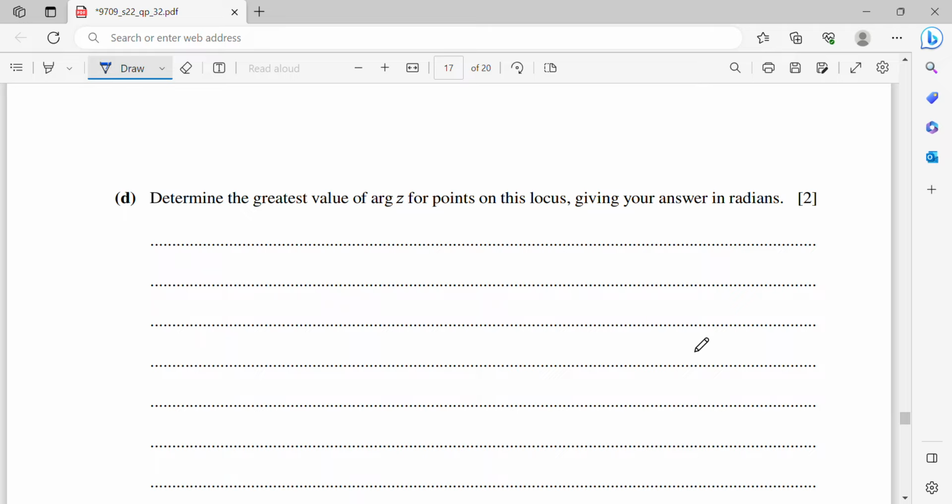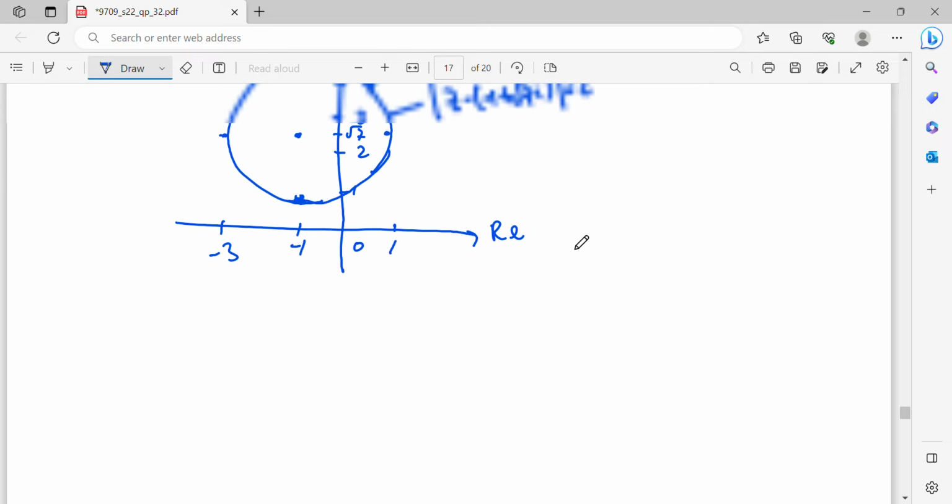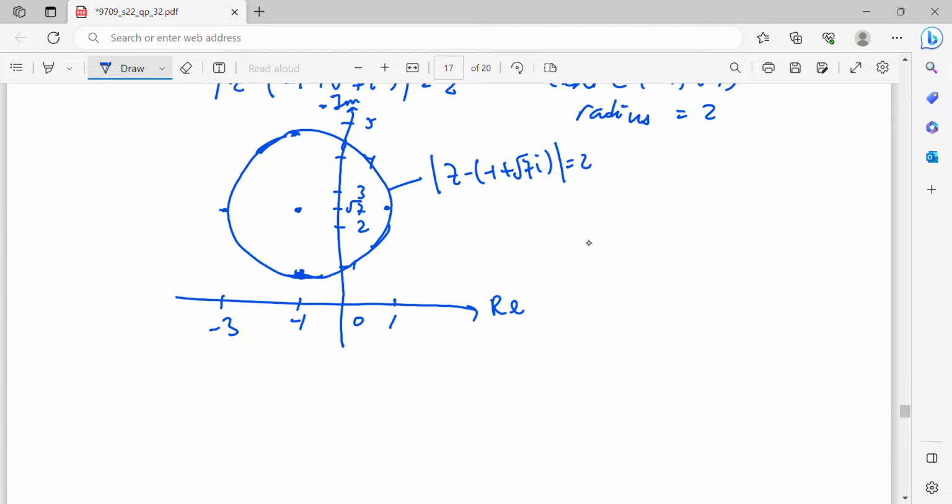Now determine the greatest value of the argument z for points on this locus, giving your answer in radians. Okay, where is the greatest argument? So basically the greatest argument is here. Alright, so it must be touching the point. That's why you need to draw using a ruler, then it will be more accurate.